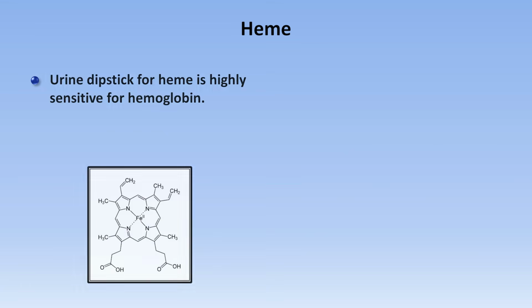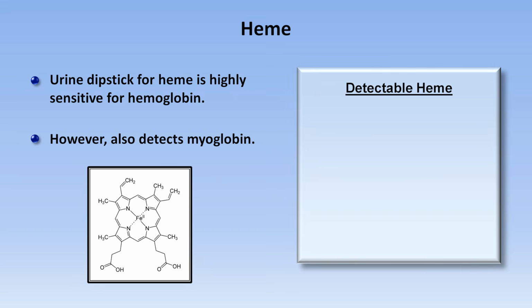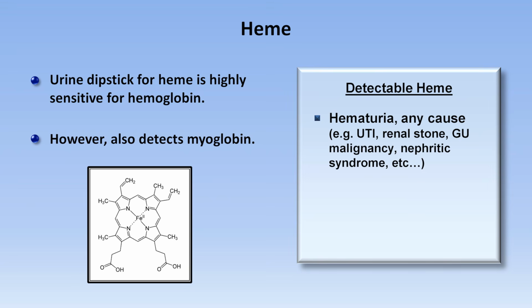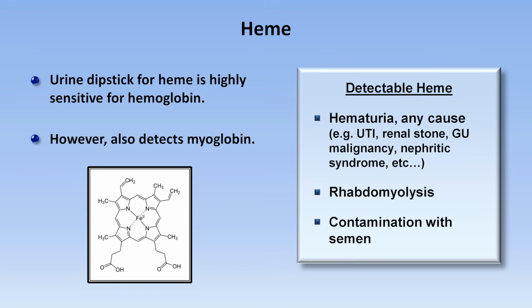Next up, heme, also known as blood. The urine dipstick for heme is highly sensitive for hemoglobin. However, it also detects myoglobin. Thus, detectable heme can be either from any cause of hematuria, or bleeding in the urinary tract, or from rhabdomyolysis, which is acute muscle breakdown. I've also heard and read that contamination with semen can cause a false positive result.